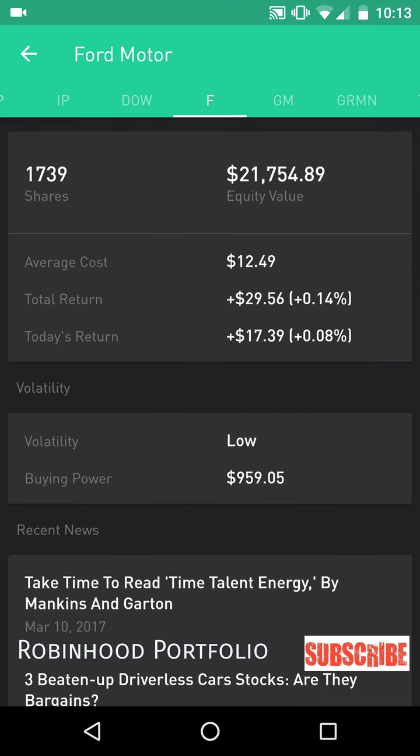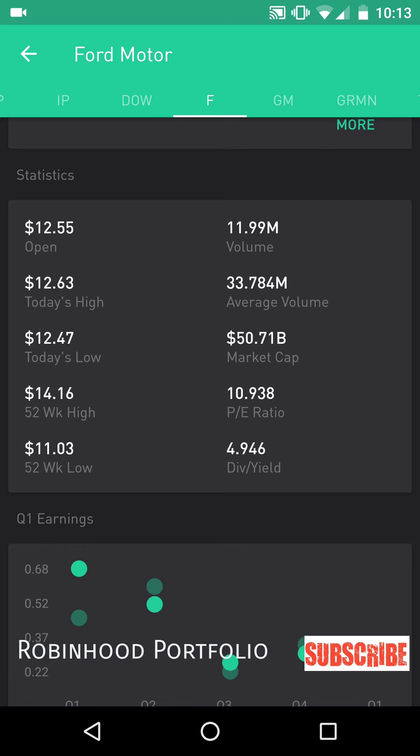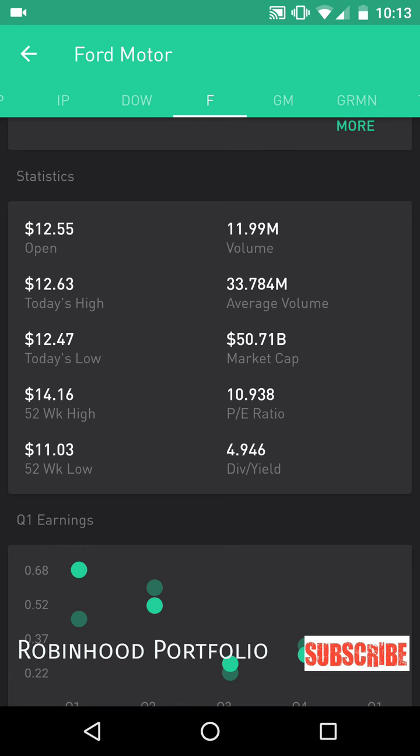If we scroll down, you can see under the statistics there, a dividend yield of 4.946. But up until about a week ago or so, that was displaying zero. And a lot of you guys were commenting on the fact that Ford had lost its dividend. Well, in fact, Ford has always had a dividend. It was simply not displaying in Robinhood.